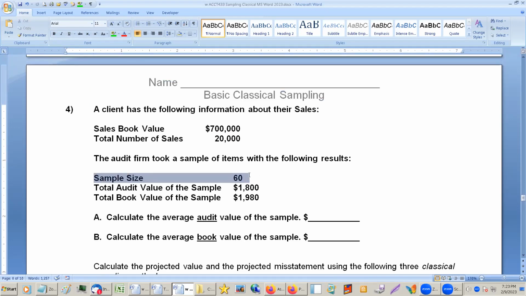So we have a sample size of 60. And these are the values, so we're going to take these and divide by 60. Again, this is much more common. You'll see it listed this way on the CPA exam. I know you guys probably get sick of me talking about the CPA exam, but a lot of auditing is the CPA stuff.